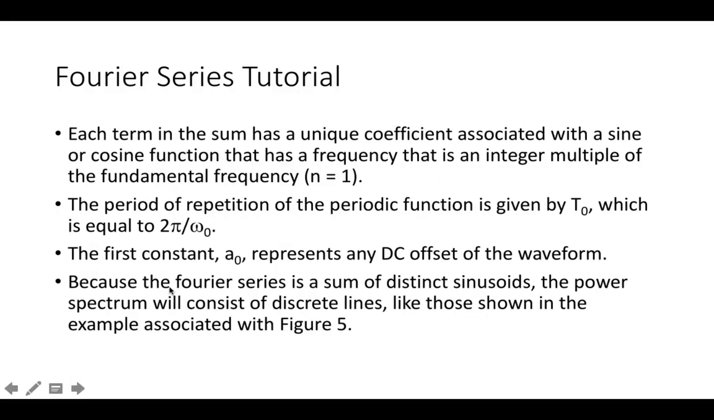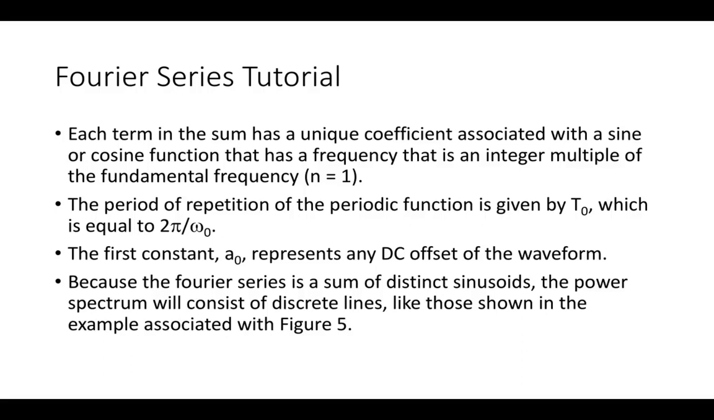Okay, each term in the sum is going to have a unique coefficient, as we already said, and a frequency that's an integer multiple of the fundamental frequency. The period of repetition of the periodic function is given by t sub 0, which is equal to 2 pi over omega 0, and the first constant represents the DC offset of the waveform.